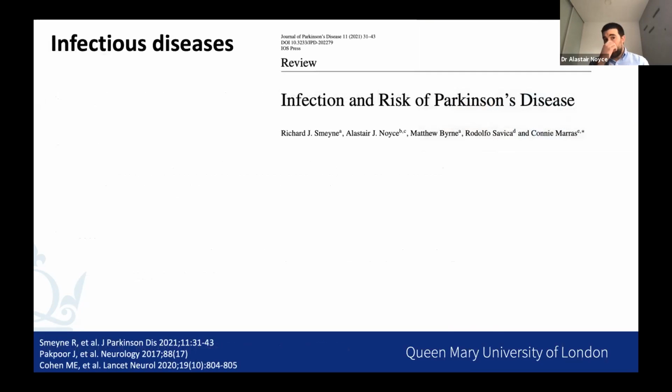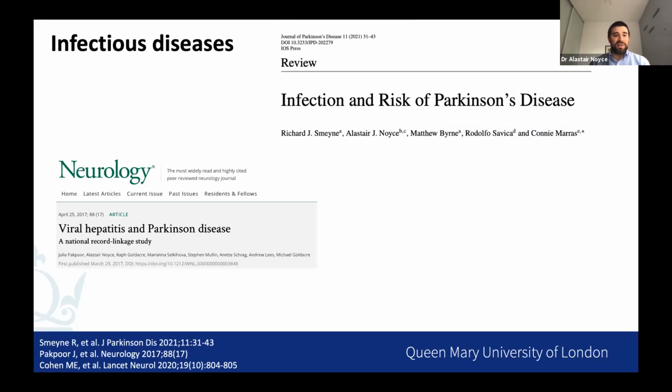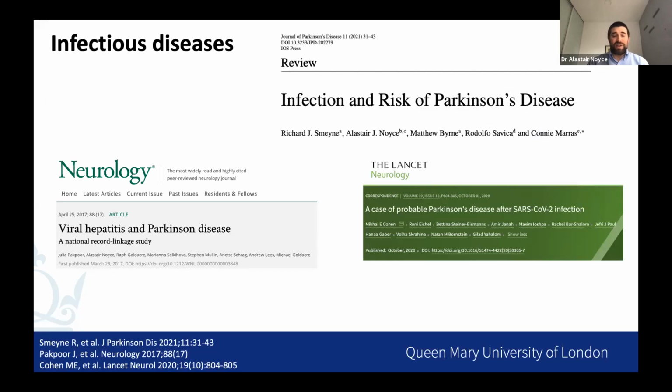Very topical right now is the link between infectious diseases and risk of Parkinson's. I was recently fortunate to be involved in a review article on this, where we summarized all the evidence for viral links, bacterial links, and other infectious diseases links to the risk of Parkinson's. We'd previously studied this in the context of viral hepatitis and shown that people with hepatitis B and hepatitis C are at higher risk of getting PD in the future. But I guess most interestingly right now, are potential cases of Parkinson's disease occurring after coronavirus exposure or infection.